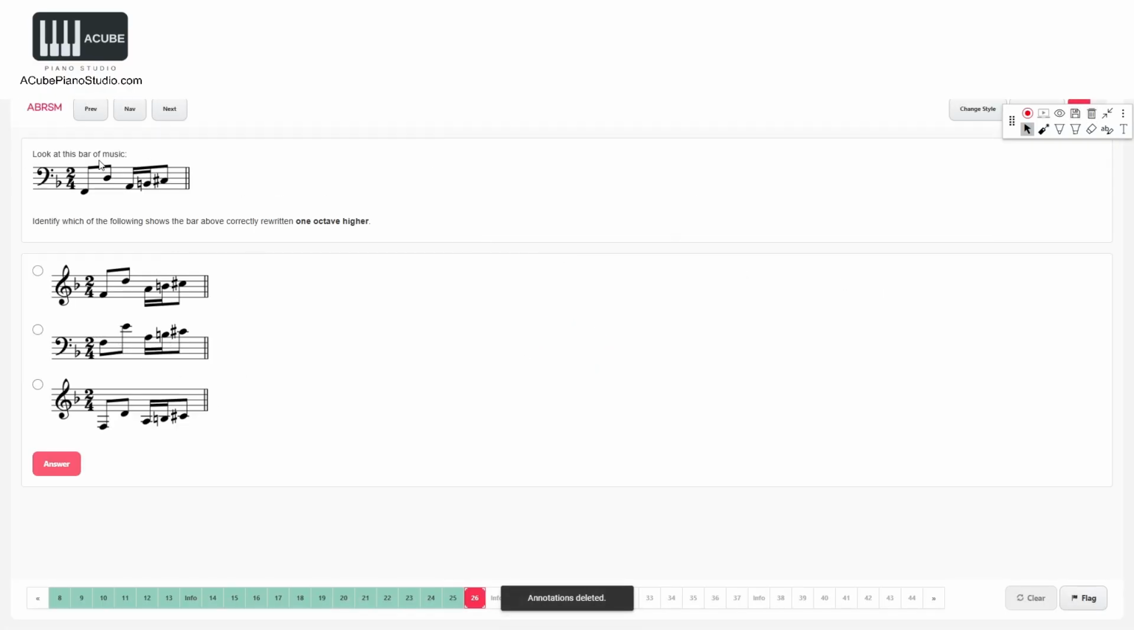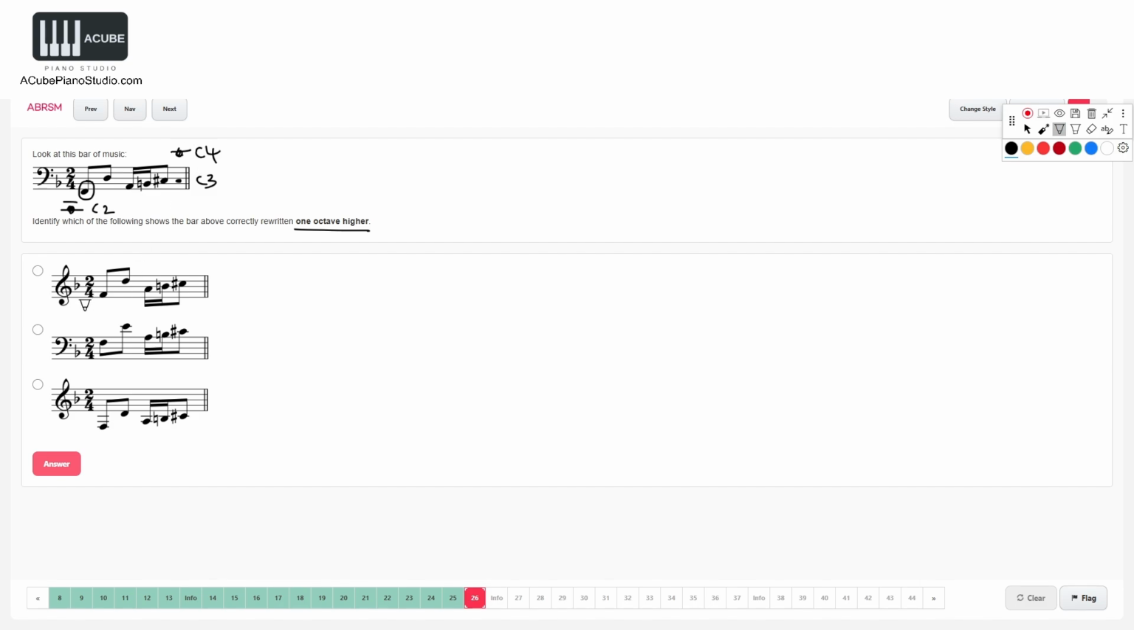Okay, next, look at this bar of music. Identify which of the following shows the bar correctly written an octave higher. Again, we'll make use of this. This is the low C, which is our C2. This is C3, and this one is C4, middle C. If I want to be one octave higher, this note here is in between C2 and C3. So to be one octave higher, the note should be in between C3 and C4.